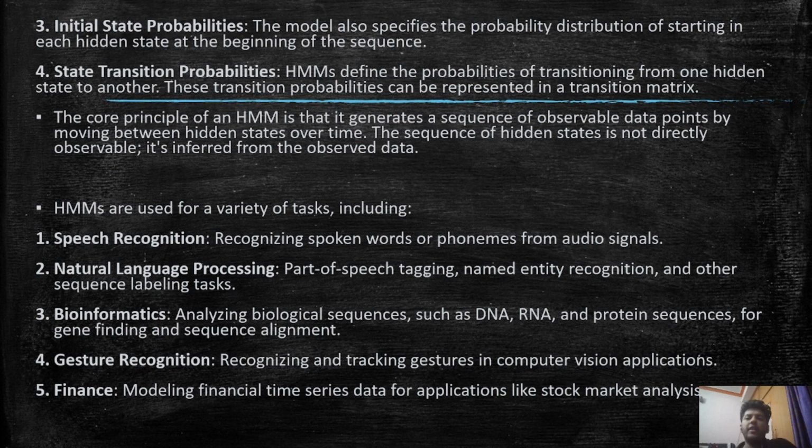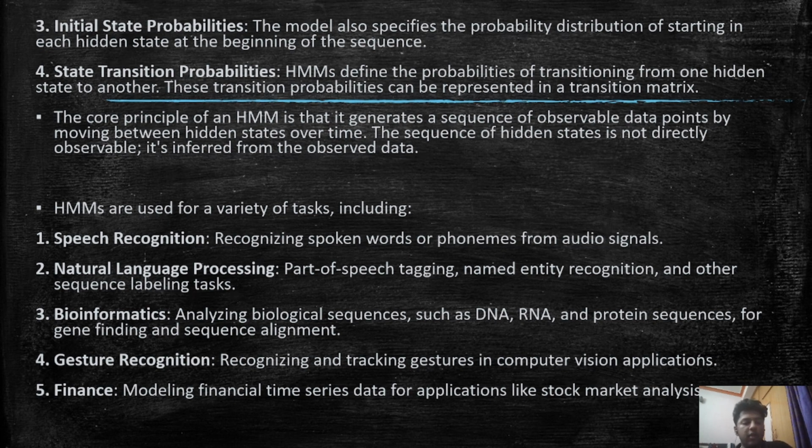The model also specifies the probability distribution of starting in each hidden state at the beginning of the sequence. And the fourth point being state transition probabilities, that is HMMs define the probabilities of transitioning from one state to another, and these transition probabilities can be represented in a transition matrix. The core principle of HMM is that it generates a sequence of observable data points by moving between hidden states over time, and the sequence of hidden states is not directly observable, but it's inferred from the observed data.